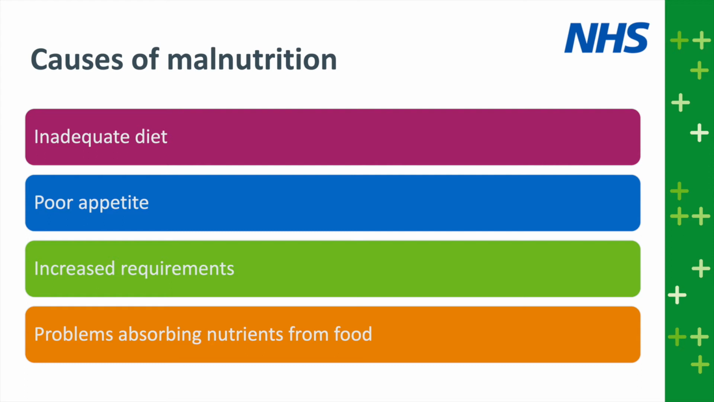Now, lots of things can cause malnutrition, specifically undernutrition, and that includes inadequate diet, so not eating enough, a poor appetite, increased requirements, which may occur if you're recovering from an illness or infection, as well as any sort of gut problems, which means that your body can't absorb nutrients from your food properly. Now, there are lots of things which can contribute to these causes, and that may include recent stays in hospital, long term health conditions, lack of mobility, low income, bereavement, and also social isolation.